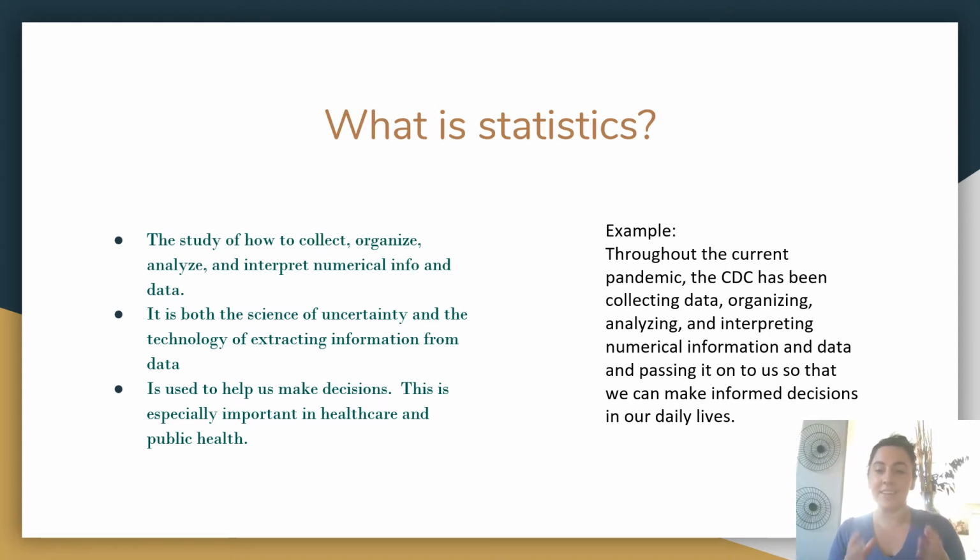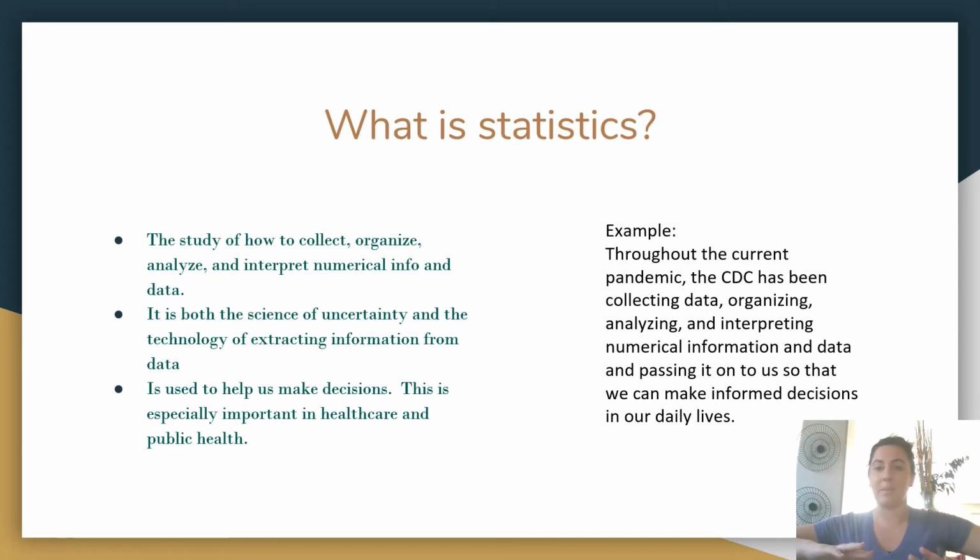So statistics in a way is the science of uncertainty, and we're just trying to make sense of this uncertainty. We're going to use technology to extract information from data, but at the same time it's also uncertain. So why do we even use statistics? Because it helps us gather data and interpret it. We can put it into a practical sense, and it helps us make decisions on what we want to do.